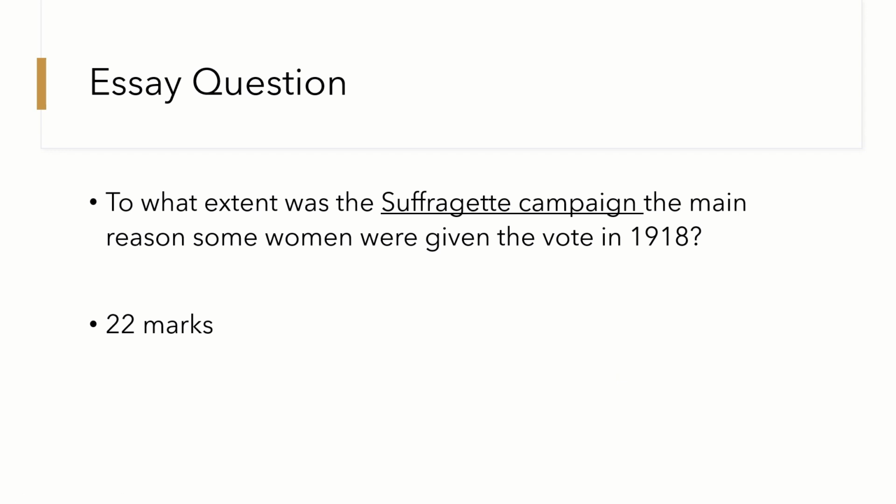Okay, so bearing in mind, I said this at the start, I probably should have had this slide a bit further to the beginning of the presentation, but remember, our essay question is, to what extent was the suffragette campaign the main reason some women were given the vote in 1918? So I've underlined the suffragette campaign because, as I've said, that is our isolated factor, so that's why it'll be our first paragraph. Our second paragraph will then be the one that we're arguing is the most important. So I know a lot of you are saying that changing attitudes towards women in society is the most important, so that would then be your second paragraph.